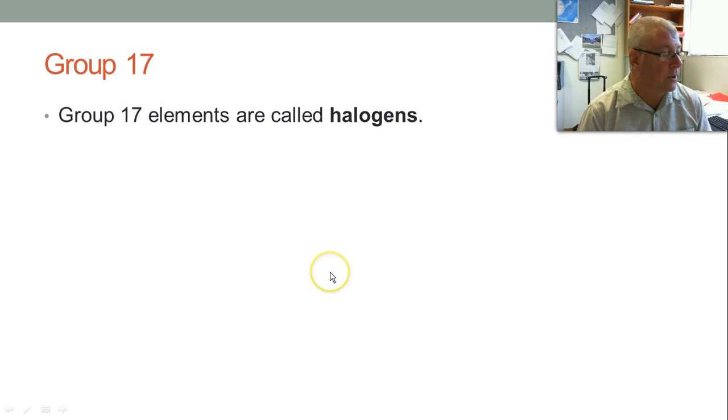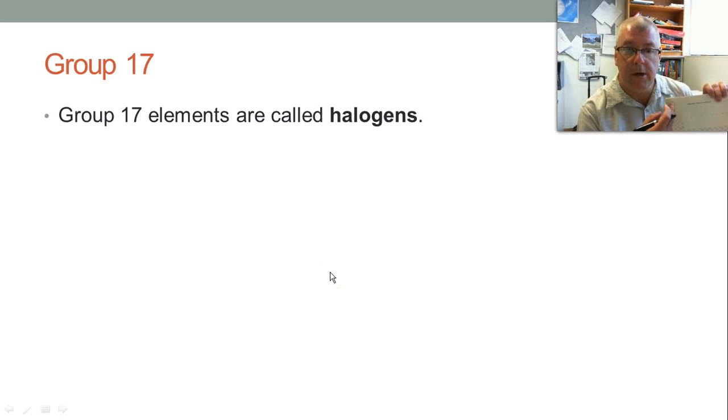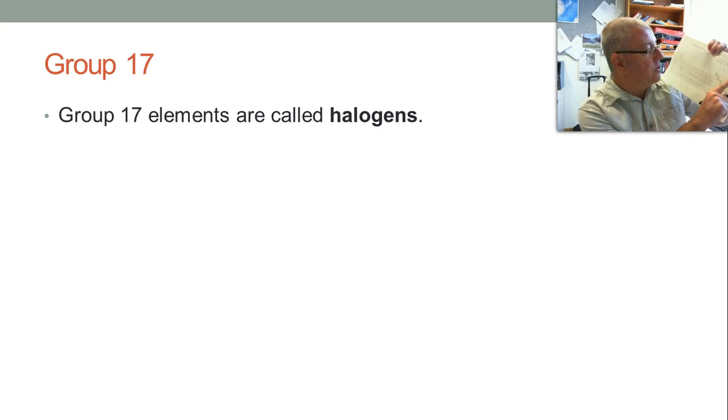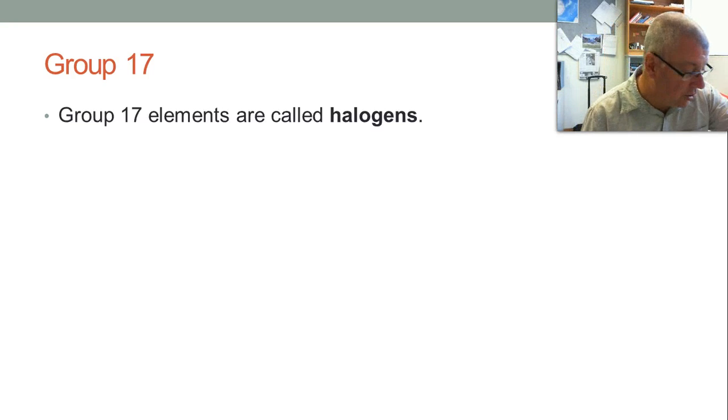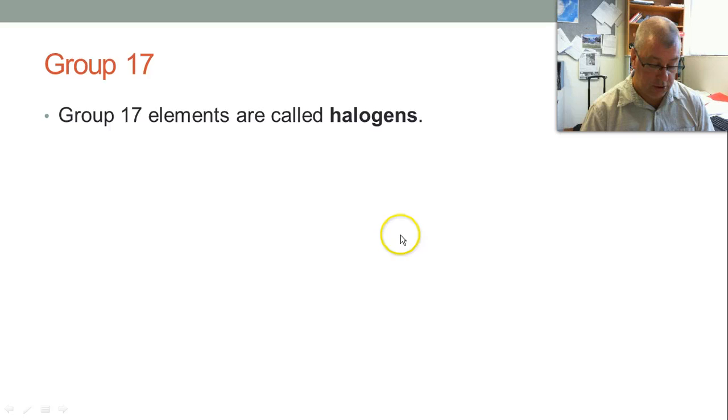Next group, we jump all the way across, remembering we're only looking at the groups that have either special names or special reasons, and we're jumping across to the second last one on the right hand side, which are called the halogens. You might have heard about halogens because you might have halogen lights. If you've got a floodlight, it's probably a halogen light. Nowadays most car headlights are halogens.